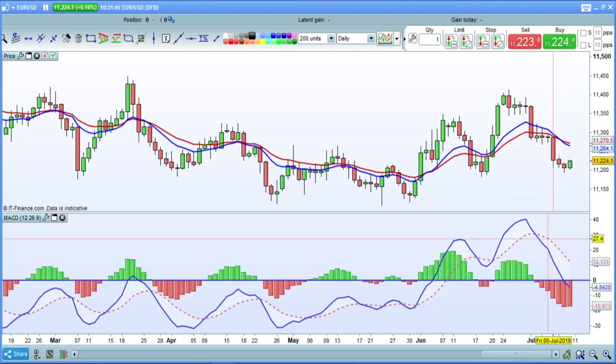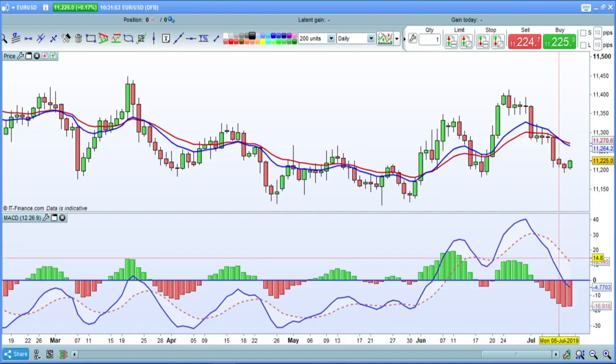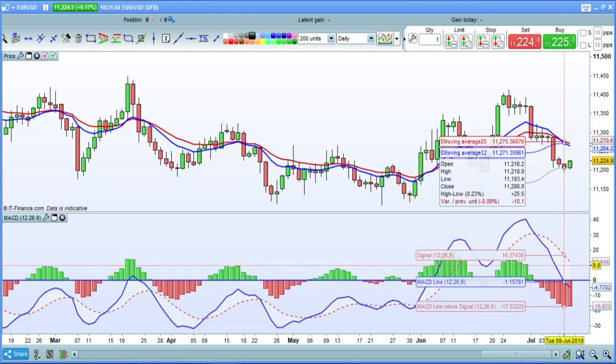And then this red dotted line, of course, you can change the appearance of the MACD however you want. That is just basically a 9-period exponential moving average of the MACD line. And they pretty much follow each other.